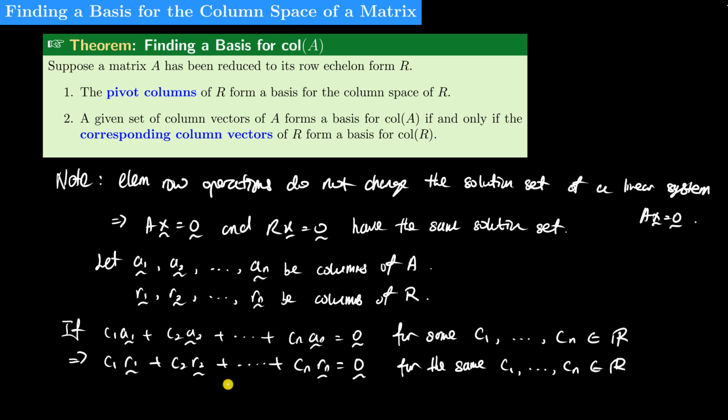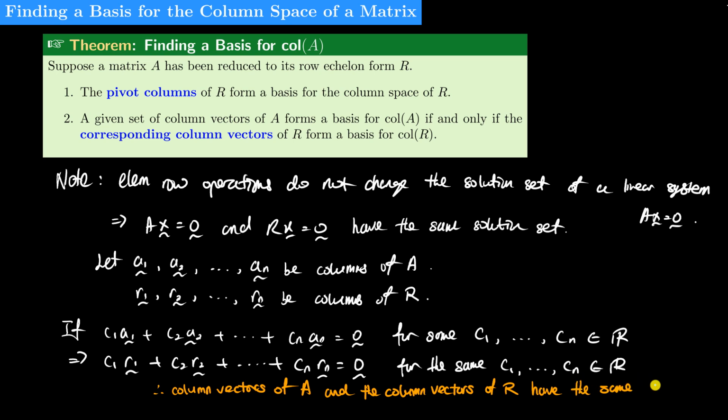Therefore, we conclude that the column vectors of A and the column vectors of R have the same, what we call, dependency relations. Right, they have the same dependency relations.